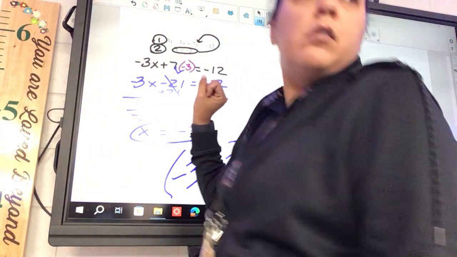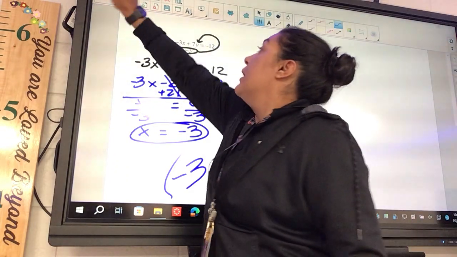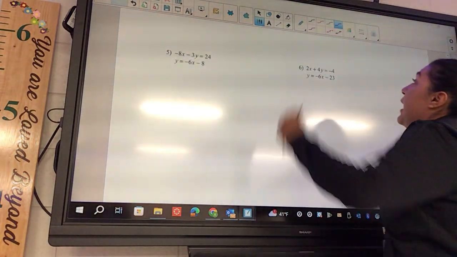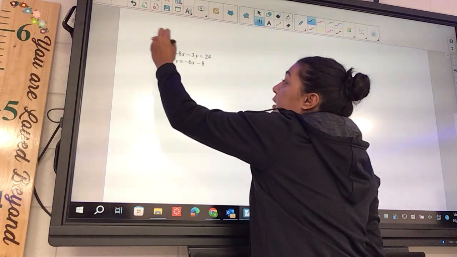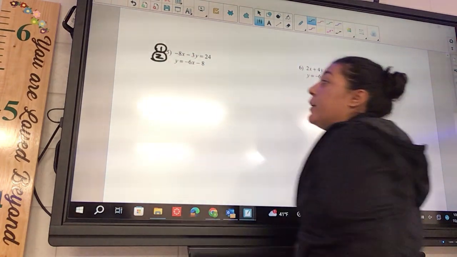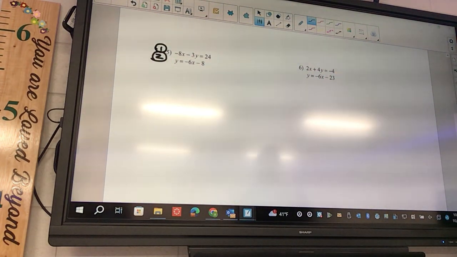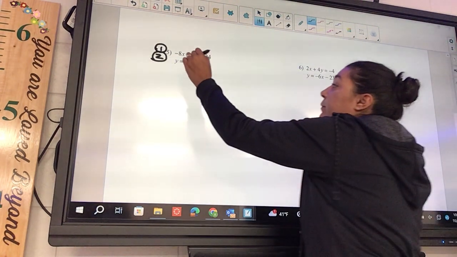Okay, look at number 5. We're going to go ahead and label. And these start to get a little bit harder. Equation 1, equation 2. Again, which one am I circling? Equation 2. Notice how it says y equals. So equation 2 is the one we're going to circle.